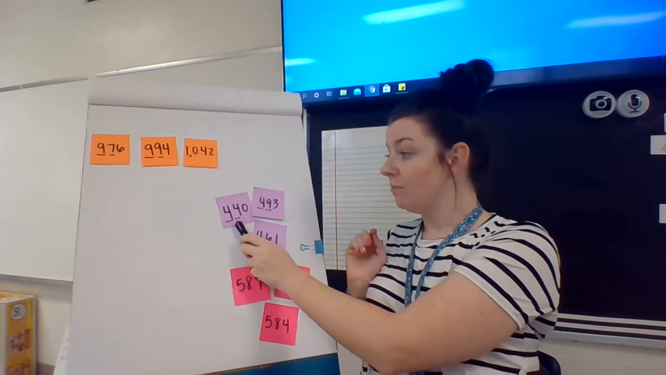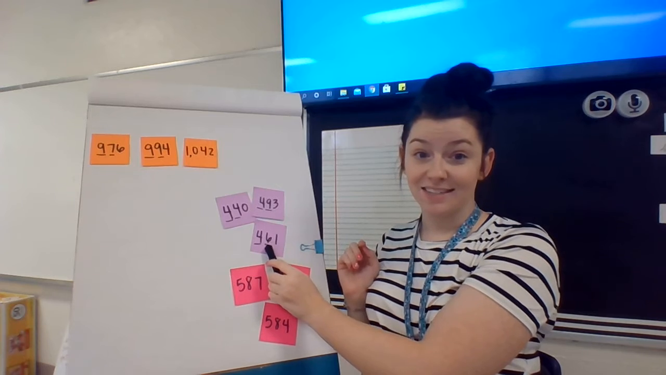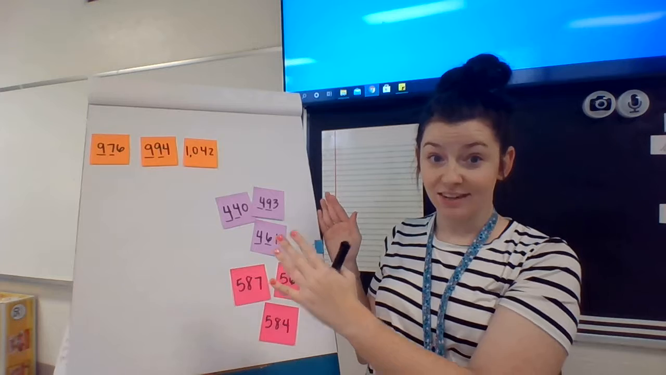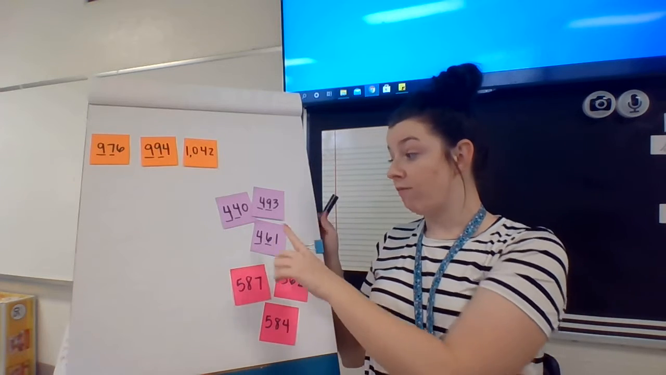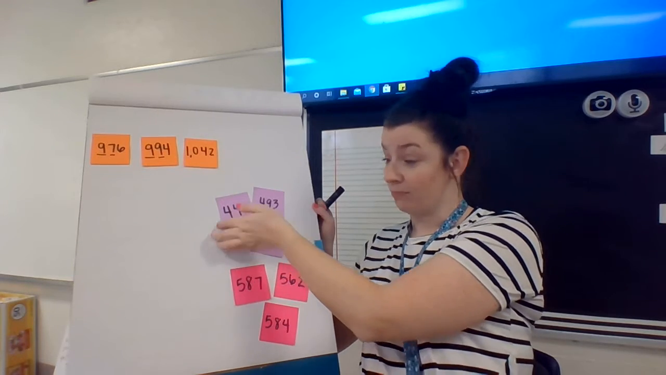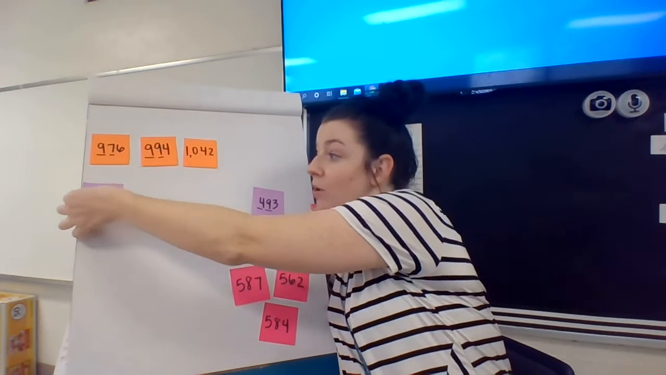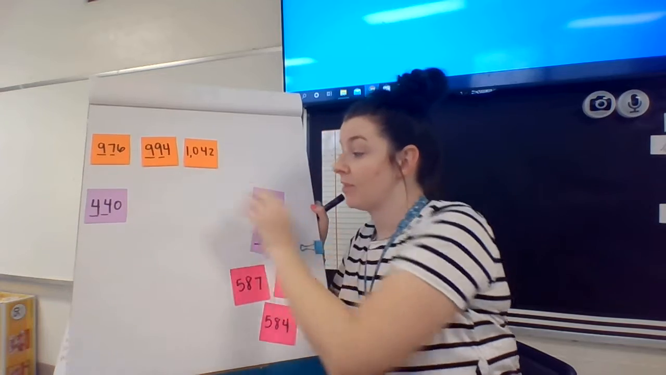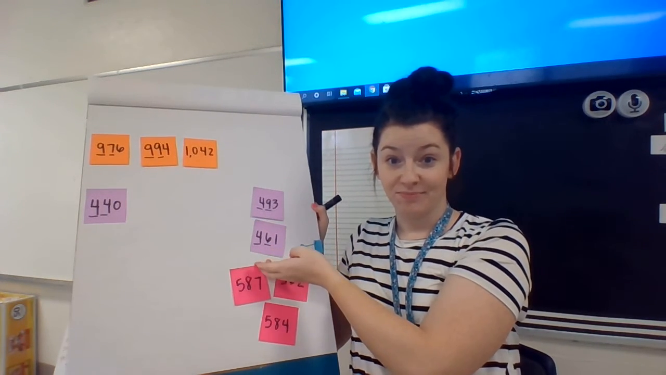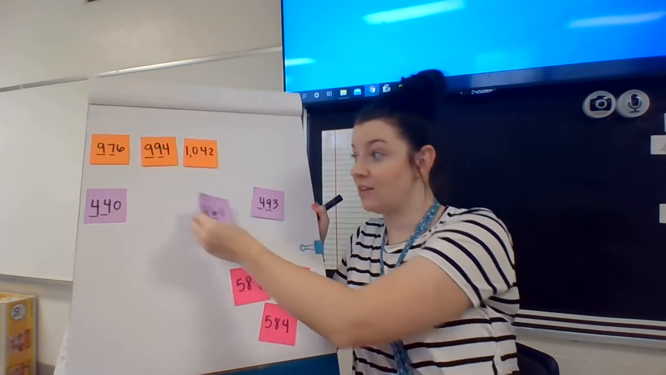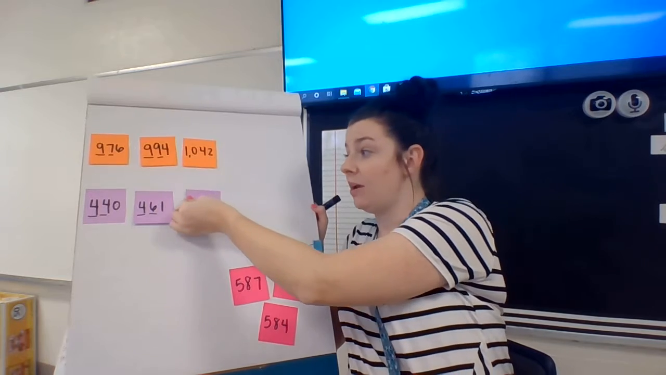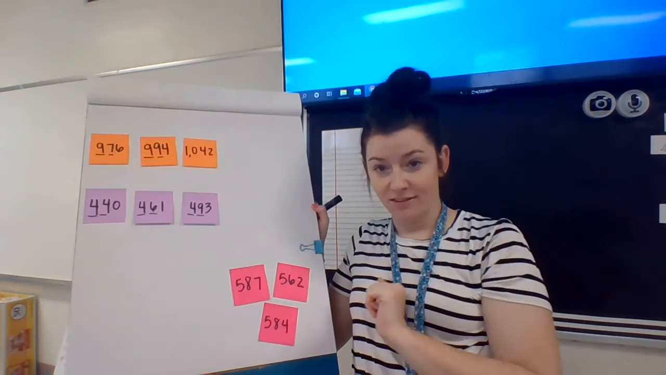Because I have a 4, and a 9, and a 6. And if I put them in order from smallest to biggest, I've put them in the correct order. So out of 4, 9, and 6, which one would be the smallest? The 4. So 440 goes first. Then I've got a 9 and a 6. Which one's next? The 6, the 461. And then, of course, 493 would be my greatest number.